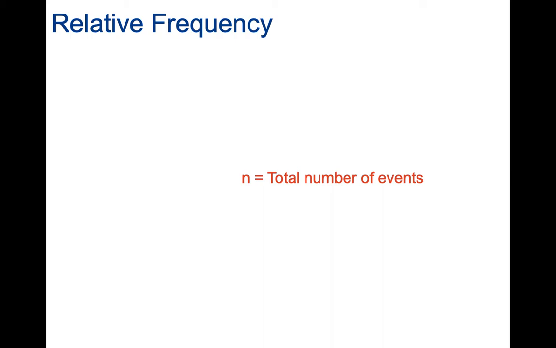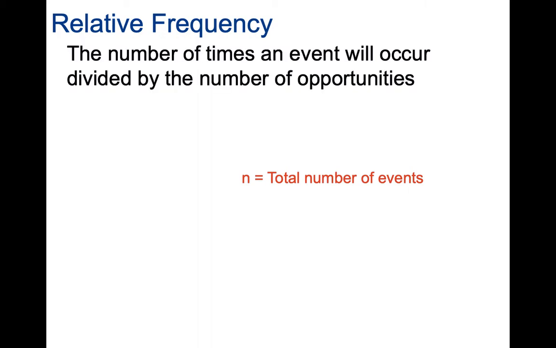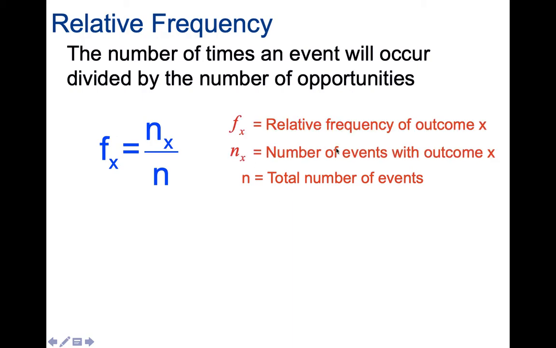This is more relevant for you guys today especially, and that is the idea of relative frequency, okay? So what is relative frequency? Well, it's the number of times an event will occur divided by the number of opportunities for that event to occur. So we can define relative frequency right here as f of x, and that is equal to n sub x divided by n, where n sub x is the number of events with that outcome, and n is the total number of events, right?